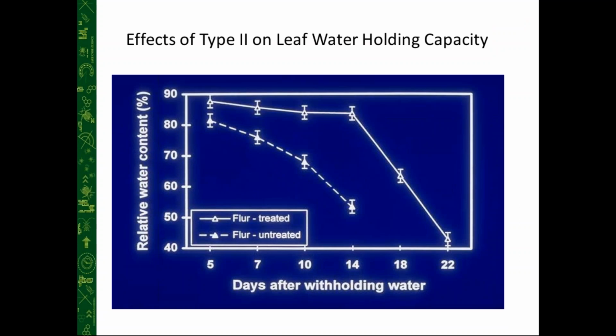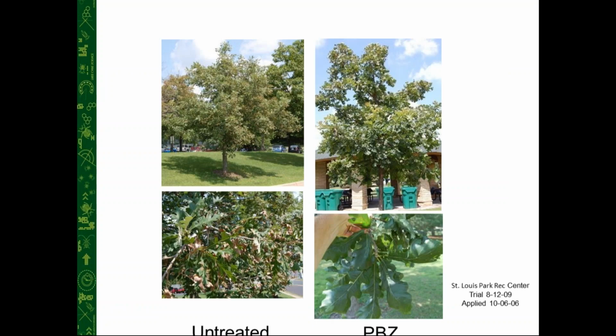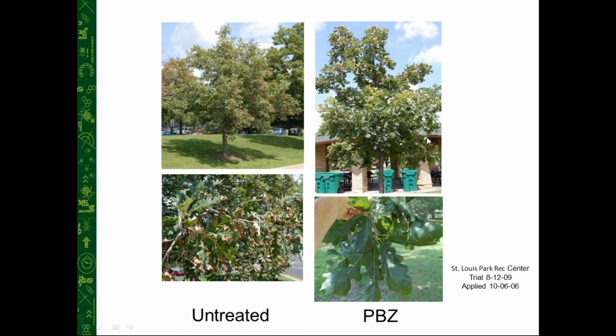This is just a graphic here. This is a type 2 plant growth regulator, which again, paclobutrazole, Tambistat, is a type 2 plant growth regulator. And what this is showing us is, on this axis, relative leaf water content, and here, days after withholding water. So what we are showing here is that trees treated with the type 2 plant growth regulator, like Tambistat, are able to retain moisture in their leaves for a longer period of time compared to untreated plants.